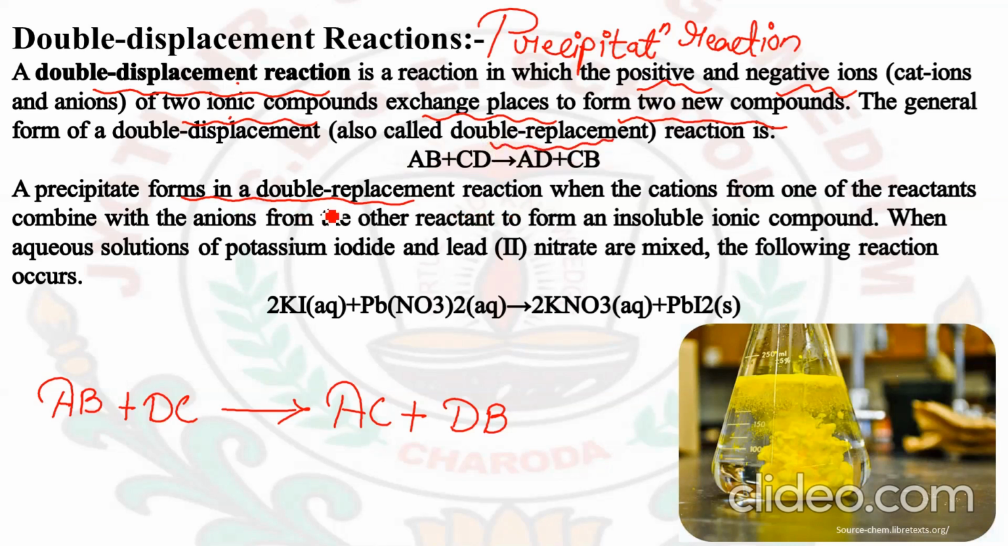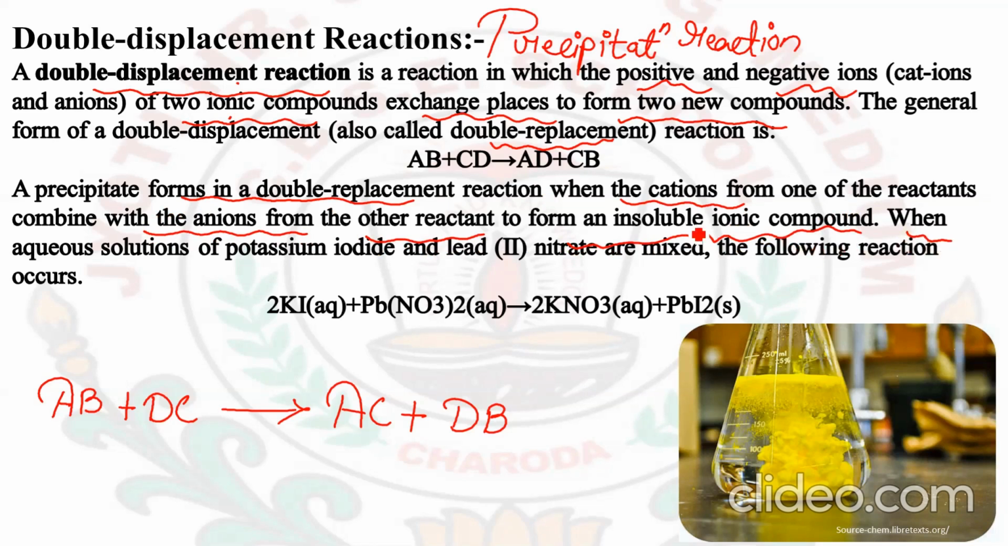So a precipitate forms in a double replacement reaction, or double displacement reaction, when the cation from one of the reactants combines with the anion from the other reactant to form an insoluble ionic solid. Okay, and this type of reaction is known as a precipitate reaction.